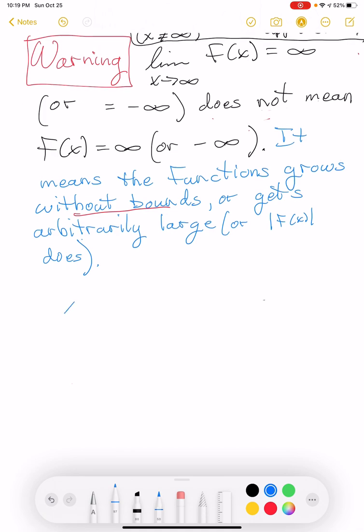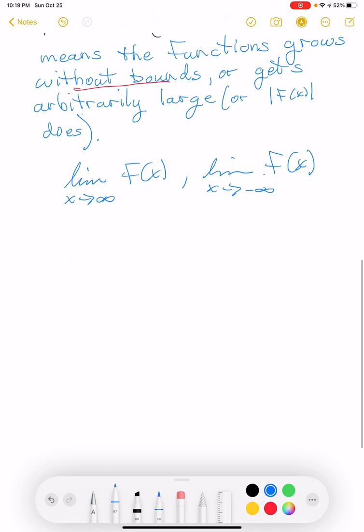With that in mind, whenever you have an infinite limit, that's when you have x approaching infinity or x approaching negative infinity. Pretty much like all other limits that you have, this can approach a number, or can approach infinity or negative infinity, i.e.